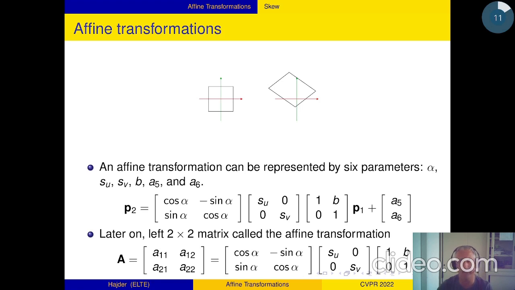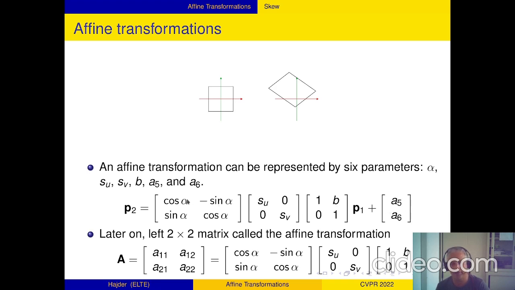And a very general affine transformation can be composed of these types. There is a P1 image coordinate. First a skew is applied, then a scaling transformation comes, including different horizontal and vertical directions. Finally, a rotation is applied, and last but not least, the offset should also be used.